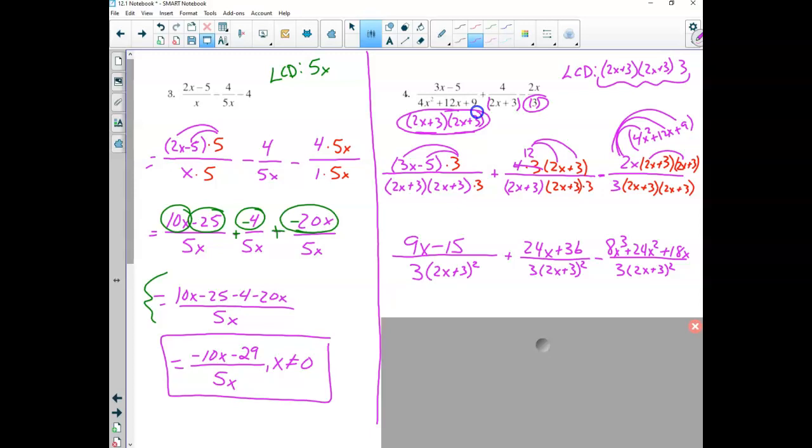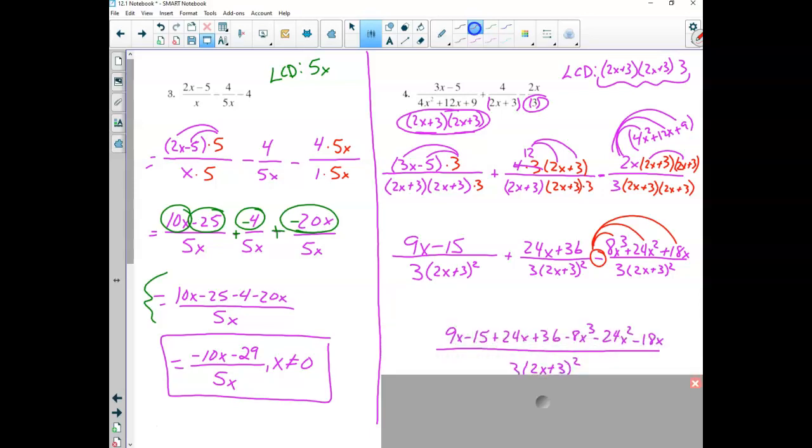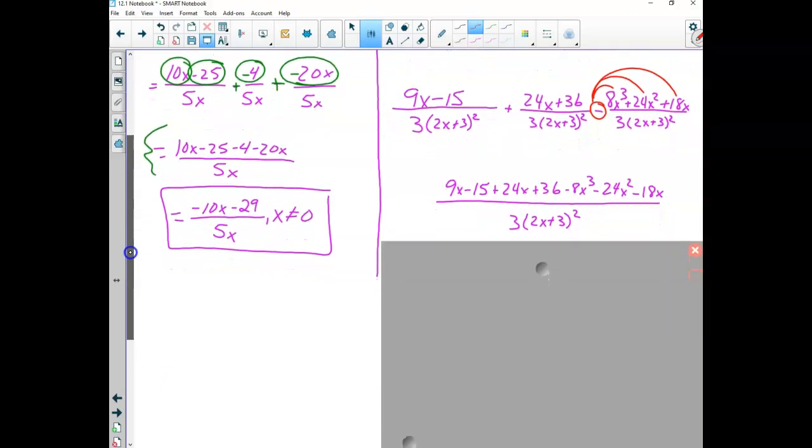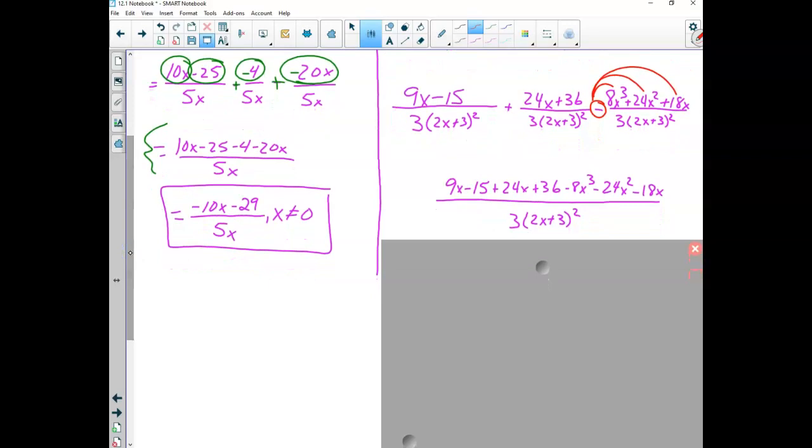Now, here is the kicker that people forget. They forget to distribute that negative to every term on the top. Whenever I'm subtracting a fraction, I need to distribute that negative to every term on the top. So that actually gives me 9x minus 15 plus 24x plus 36 minus 6x cubed minus 24x squared minus 18.